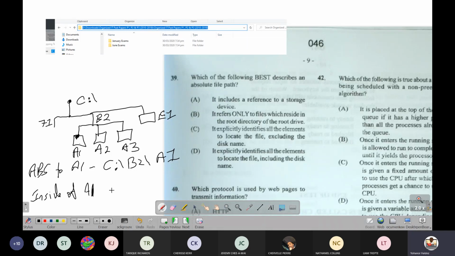Inside of A1, I could put dot slash E1 or something similar. What this is going to tell me is to go out of this folder, or from this folder, go out to the main folder and access the file that is outside of here. I may have botched this a little bit.